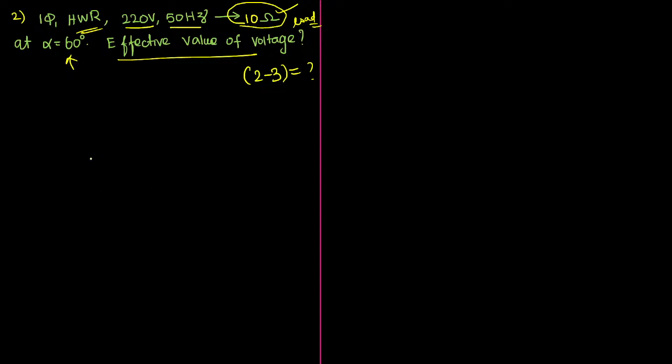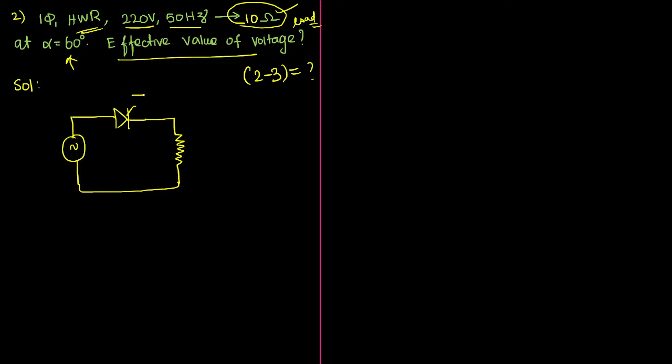Then, what is the question? Let me start the solution. They told that it is single phase half wave rectifier. So how this circuit will be looking like? There is one AC source, one thyristor, and the value of the load is clearly given. It is 10 ohm. That's all.